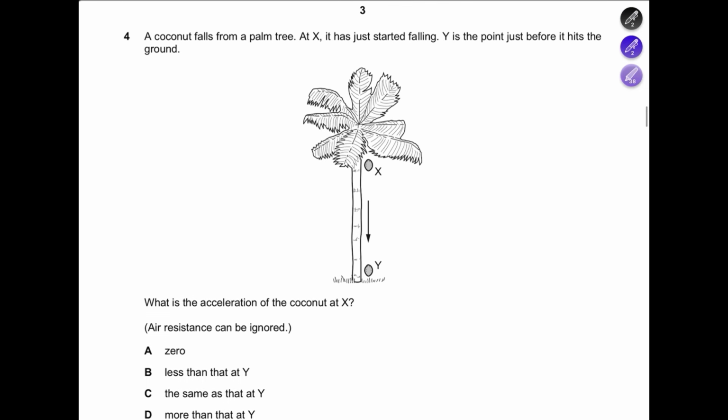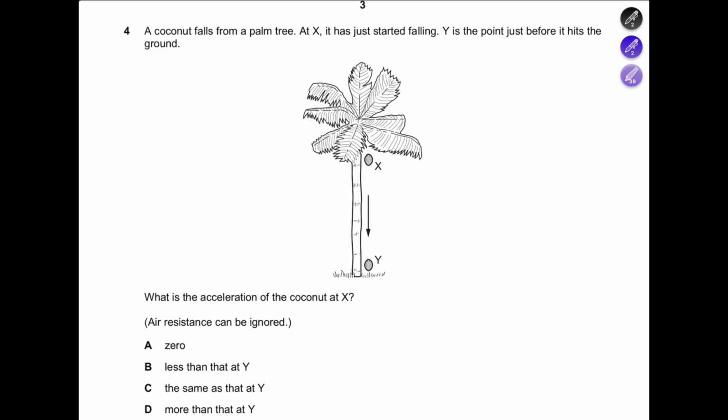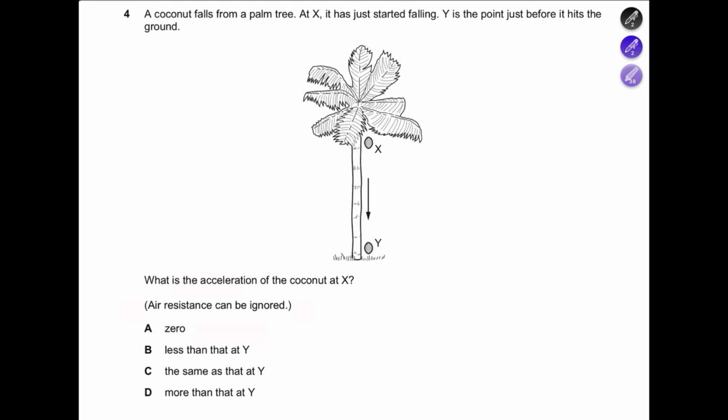A coconut falls from a palm tree. At X, it has just started falling. Y is the point before it hits the ground. What is the acceleration of the coconut at X? And so we don't have to look at air resistance. The object is falling due to the gravitational force of Earth, and the value of g is 9.8 meters per second squared. So it's constant whether it's at X or Y. Therefore, the answer is C.